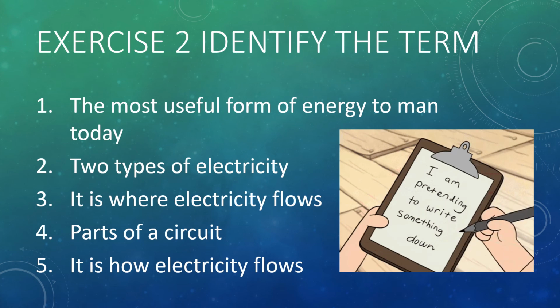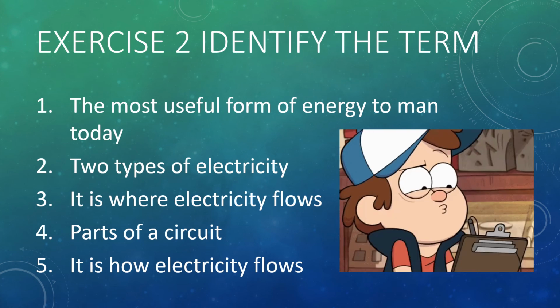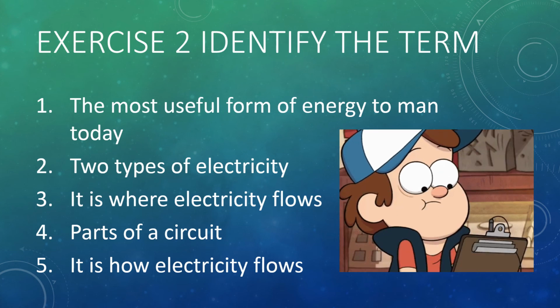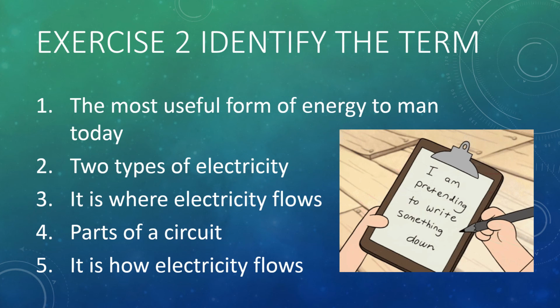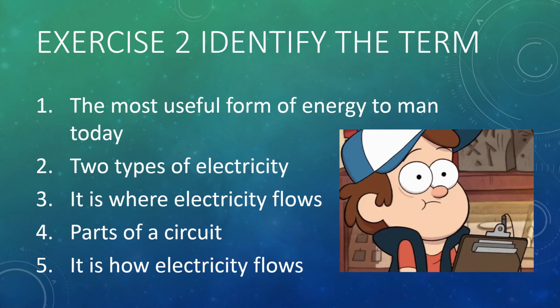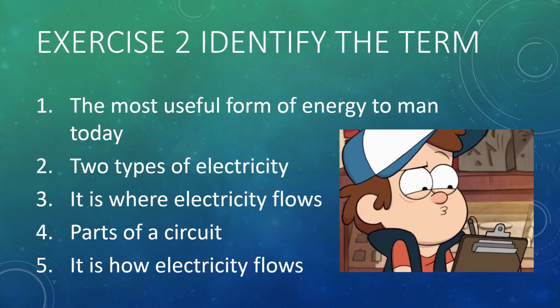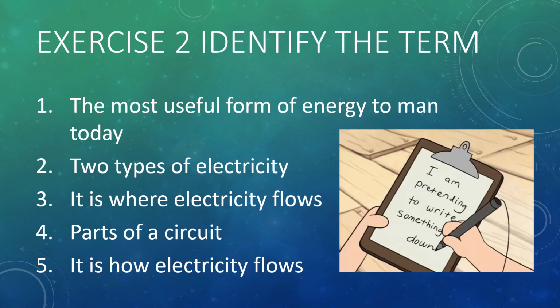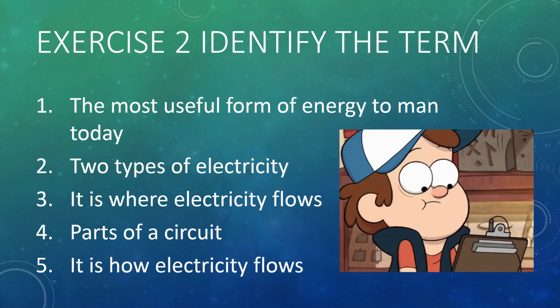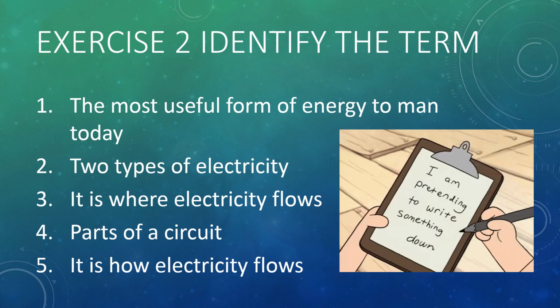Number 3. It is where electricity flows. Number 4. Name the basic components of an electric circuit. And number 5. It is how electricity flows.